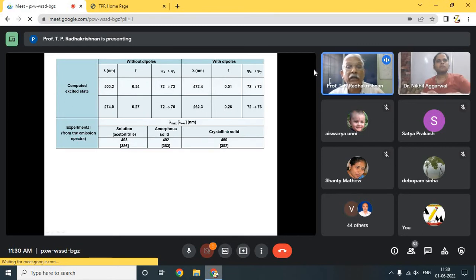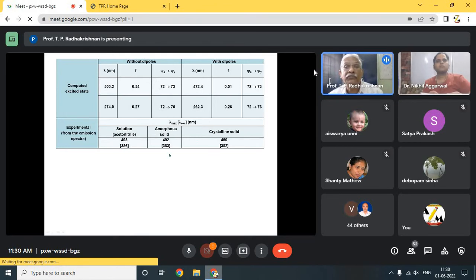The lower part is experimental data: solution, amorphous solid, and crystalline solid. In the solution, if you do this computation for the excited state, we get a reasonably good transition wavelength in good agreement with this. And in the solid, we put dipoles very close, as dictated by the crystal structure, at the correct distances. And you can see the nice blue shift in the fluorescence peak which is observed in the emission. We see that in the computation with dipoles.